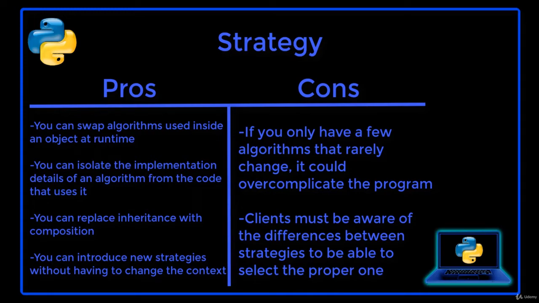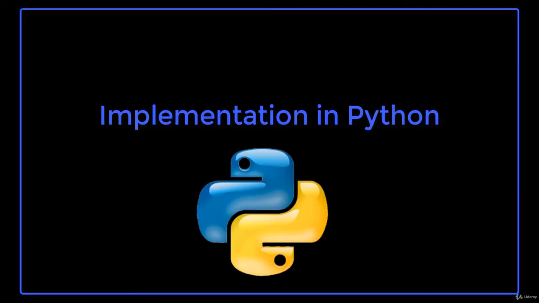The cons of strategy are that if you only have a few algorithms that rarely change, it could overcomplicate the program. Also, clients must be aware of the differences between strategies to be able to select the proper one. Let's learn how to implement the strategy design pattern in Python.